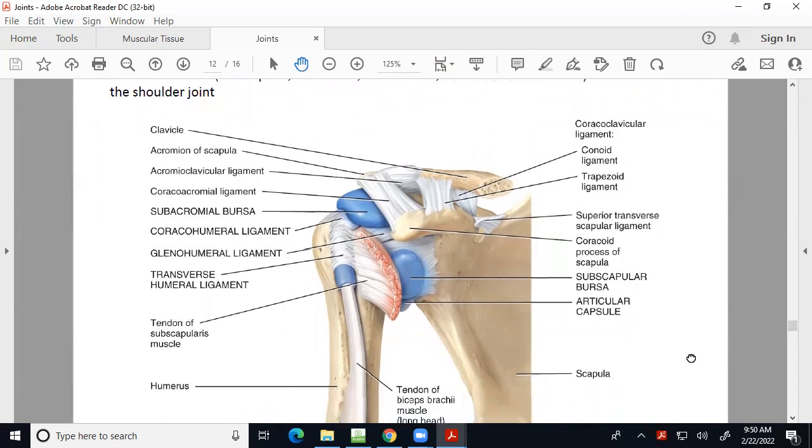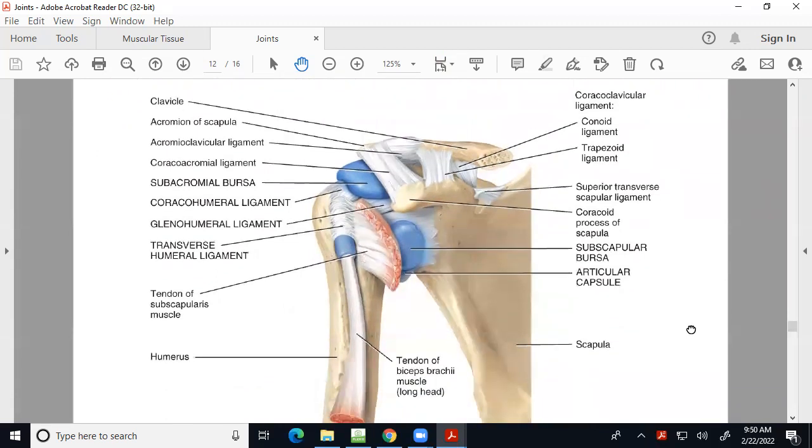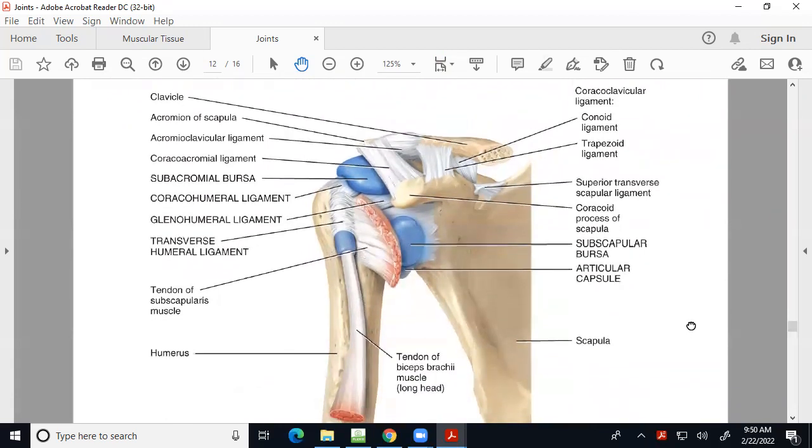Okay. So once again, if you have not highlighted the following, make sure you do. Okay. The subacromial bursa, coracohumeral ligament, glenohumeral ligament, transverse humeral ligaments, tendon of the subscapularis muscle, tendon of the biceps brachii muscle, articular capsule, which, like I said, you might want to relocate the arrow, and then the subscapular bursa.